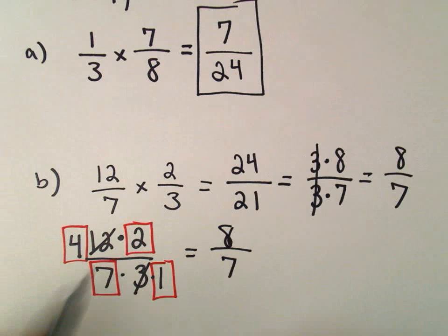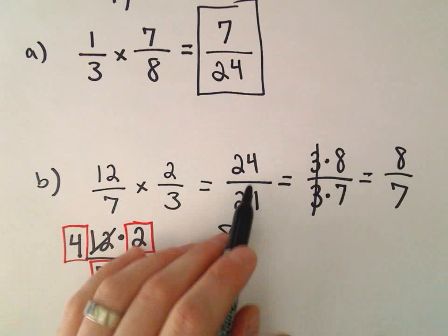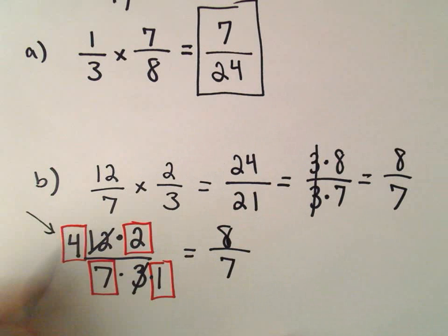So to me, it's easier to get rid of common factors first and then multiply, instead of multiplying and then getting rid of common factors. So this will be the way you'll see me do a lot of fractions, just getting rid of common factors immediately, and then I'll start multiplying.